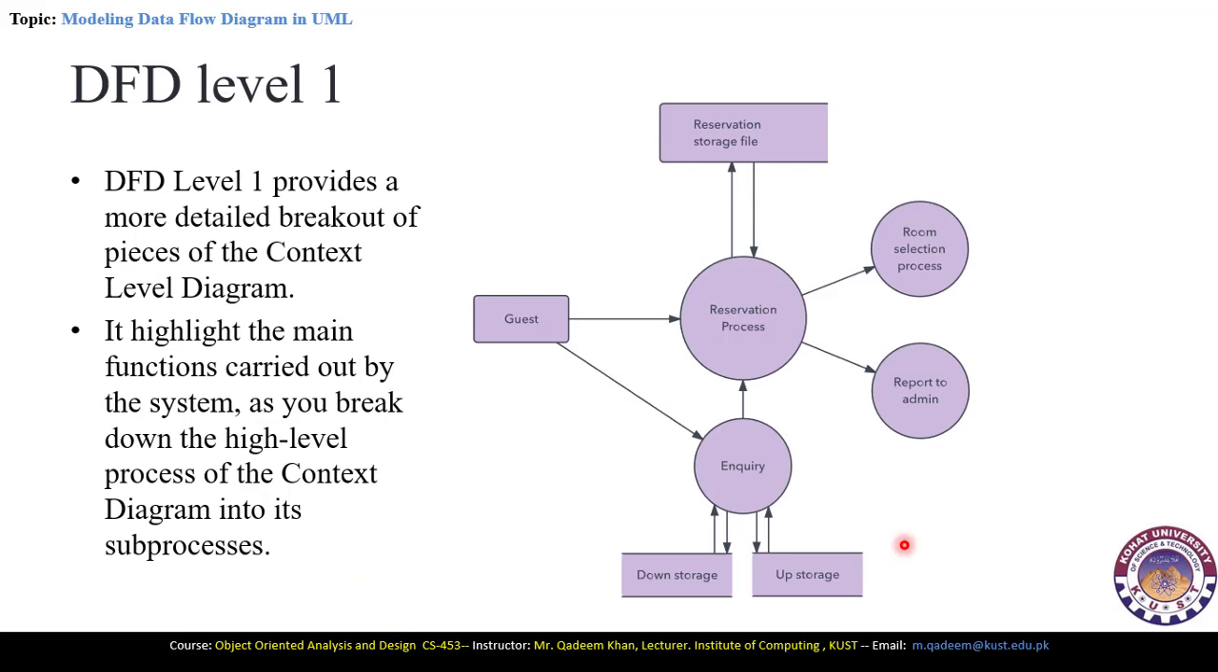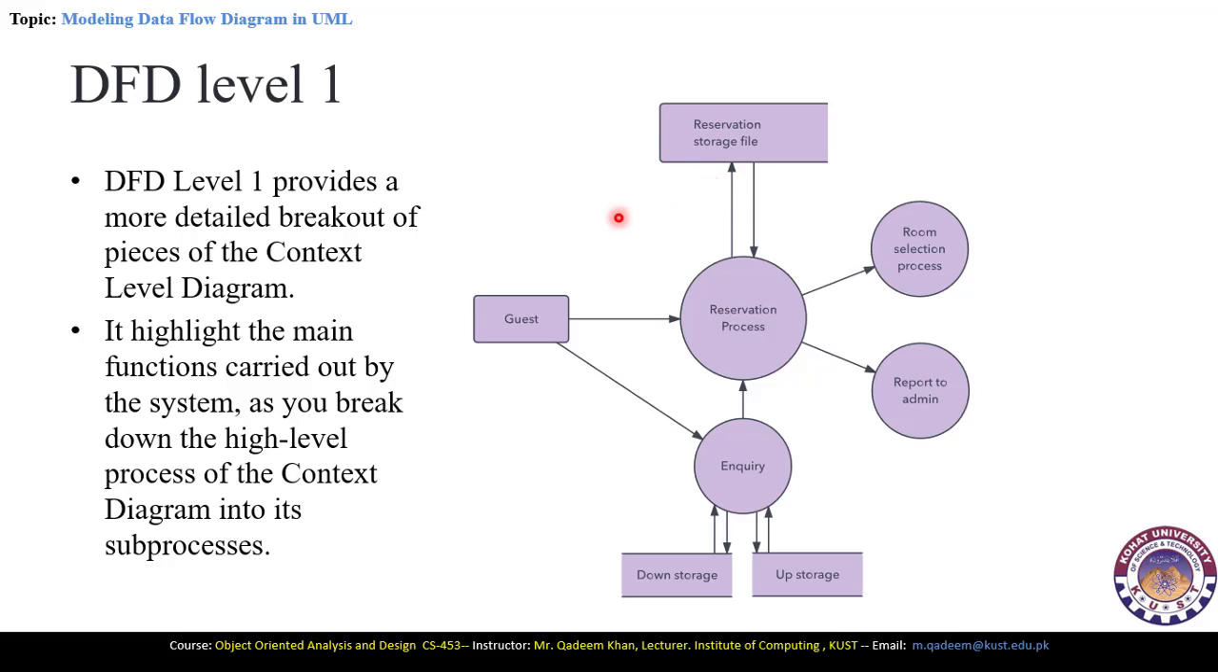The next level is level 1 DFD. This is level 1 DFD. Level 1 DFD is a little bit more detailed than the level 0 DFD. In this data flow diagram, level 1 provides more detailed information about the different processes of the context level diagram, and it also provides the main functions which are used by the system. So when you break down the high-level process of the context diagram into sub-processes, then this becomes the level 1 data flow diagram.